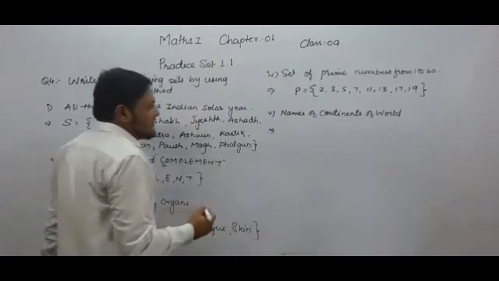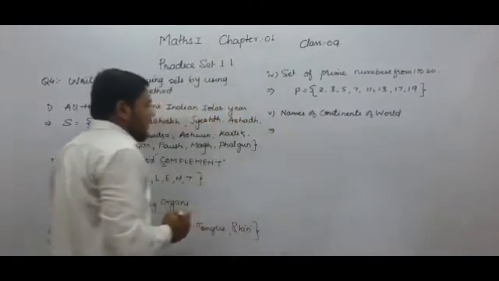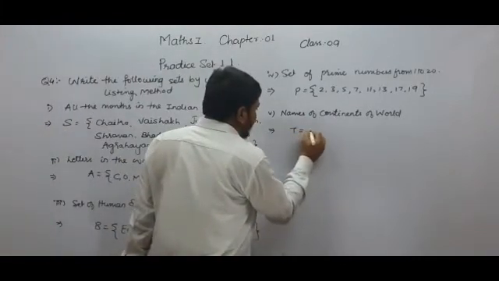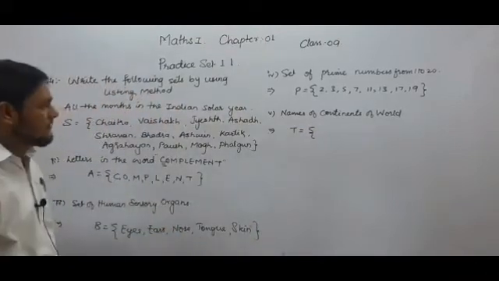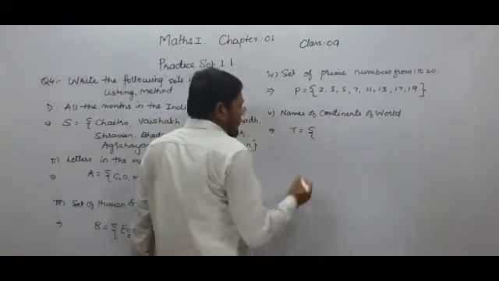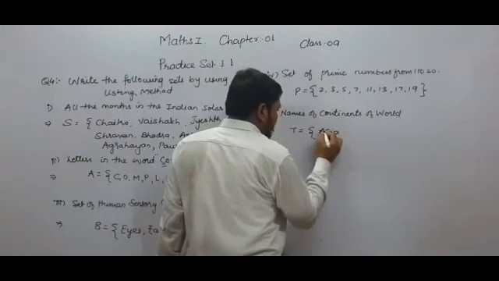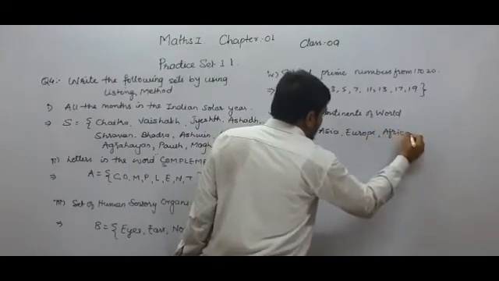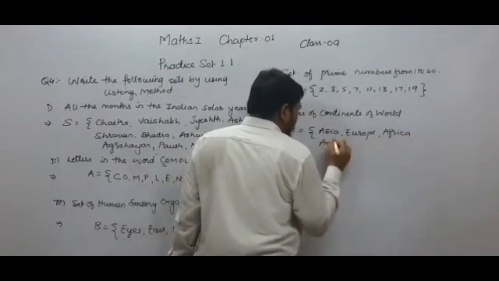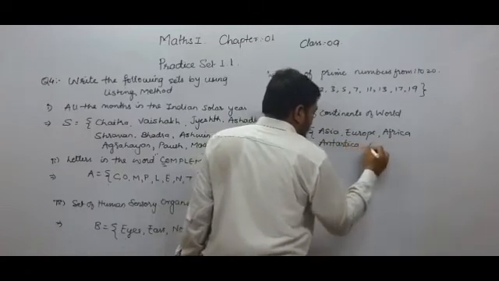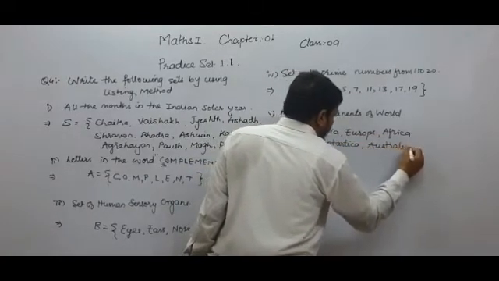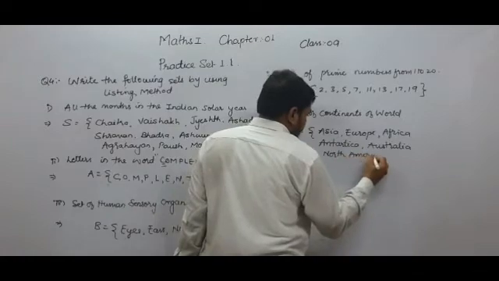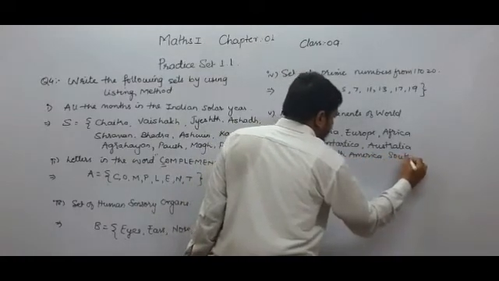So now the next question is names of the continents of the world. Student, there are 7 continents in the world. Let this set be denoted by T. You can give any capital letter as the name of the set. So T is equal to curly bracket. The first continent is our continent, that is Asia. Next is Europe, Africa, Antarctica, Australia, and North America and South America.